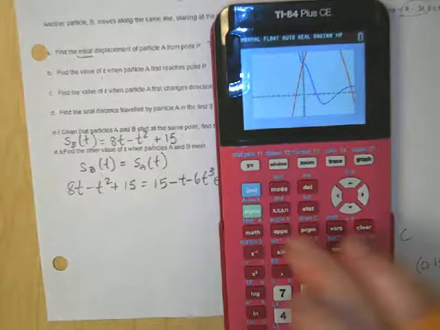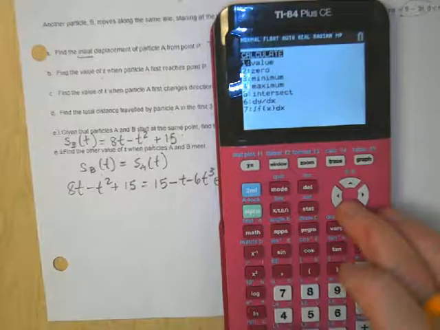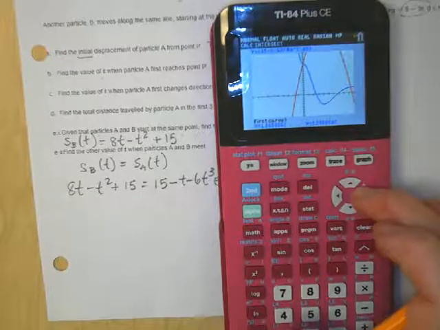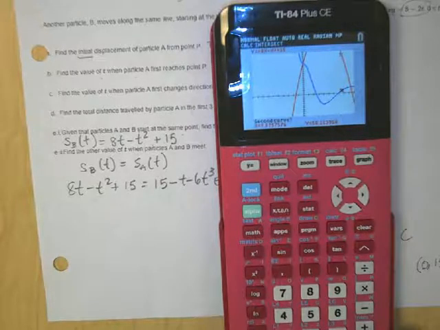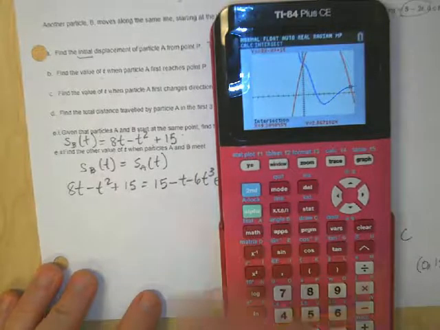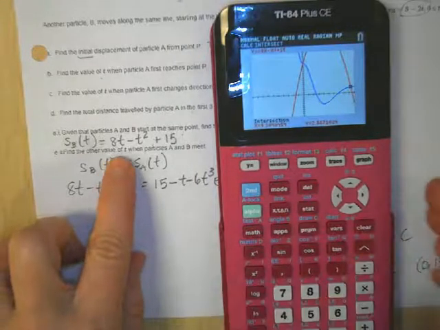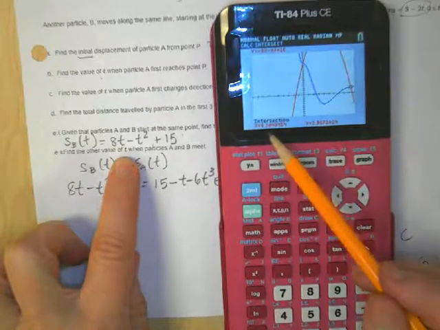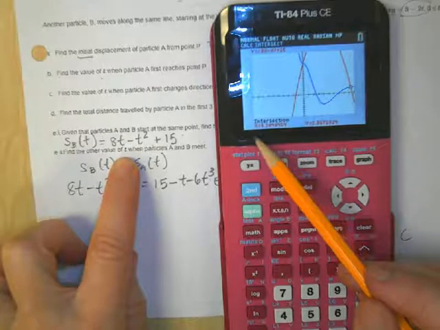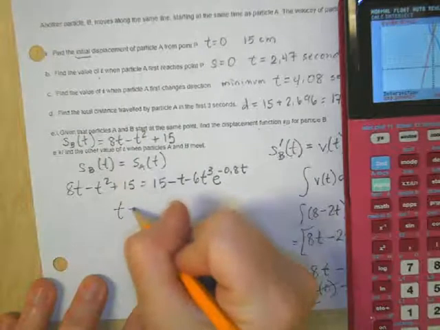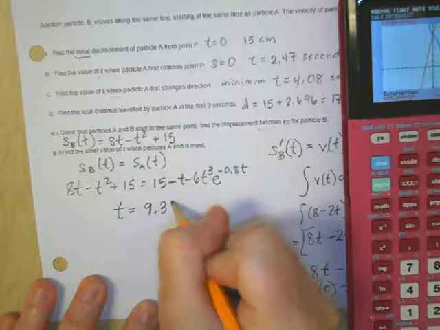So I'm going to go ahead and find that intersection. I'm going to move my cursor over next to it, hit enter again, and enter a third time, and it'll give me the intersection. So find the other value of t when the particles meet. I only need the t value, time is my x, so I get 9.30. So the time is equal to 9.30 seconds.